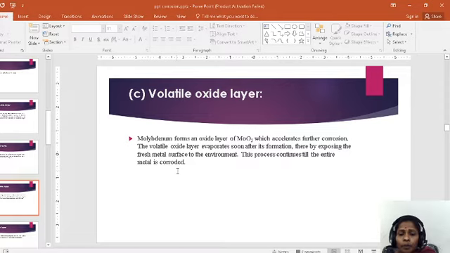So why does the entire metal undergo corrosion? Because the entire oxide layer is not evaporating here. Some of the oxide layer is evaporating and some of the oxide layer is going inside the metal. So there is no fresh surface exposed to the environment; the surface may be fresh but the inside metal will not be pure. So the entire metal undergoes corrosion in a volatile oxide layer. What is the example? Molybdenum is the example for a volatile oxide layer.